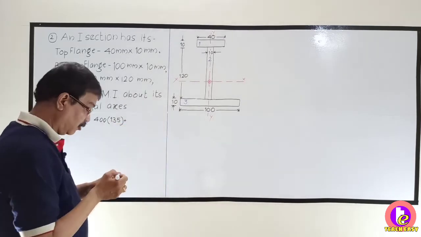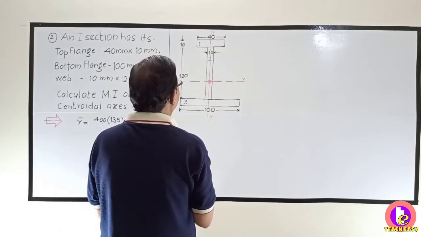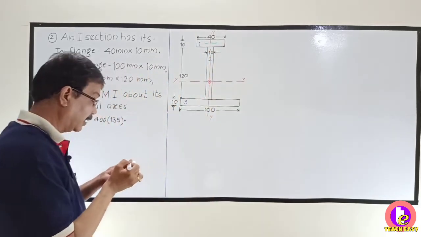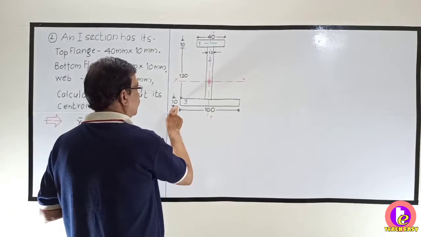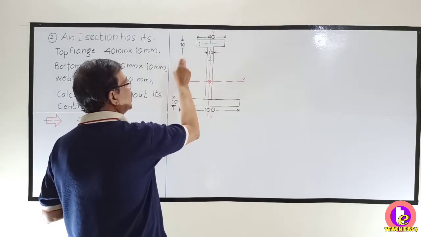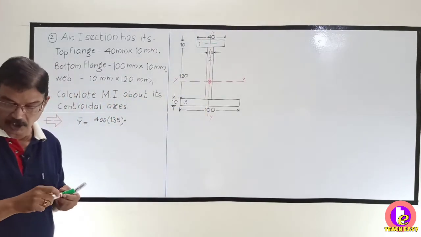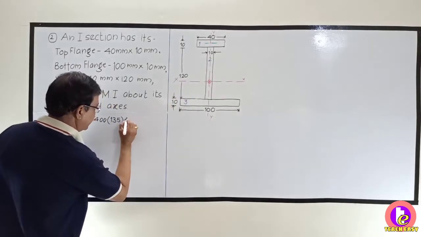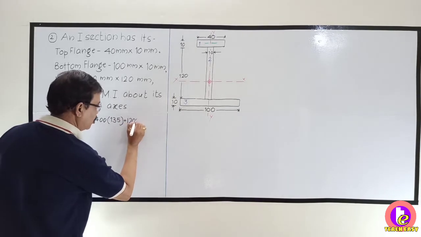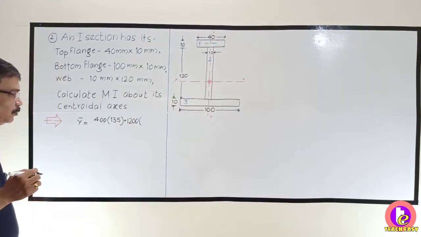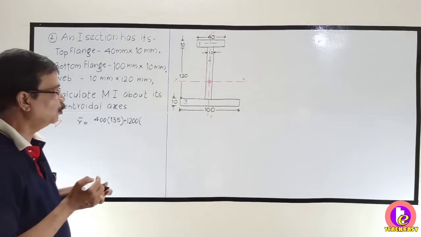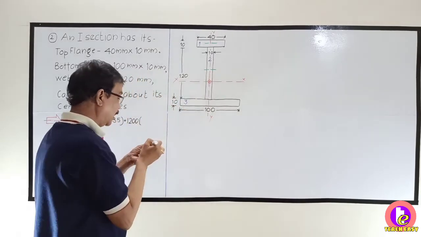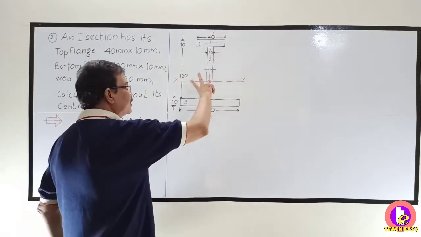I will repeat once again how this 135 has come. This is the XX axis of first part. So what is its distance from bottom? Because we are taking the moments at the bottom, so it will be 10 plus 120, that is 130, plus 10 by 2, that is 5, that is 135. So this is A1 Y1. Now let us go for A2 Y2. What is A2? 120 into 10, that is A2 will be 1200. What is Y2? Y2 will be, this is 120, so it will be at this center. And Y2 is this much distance.